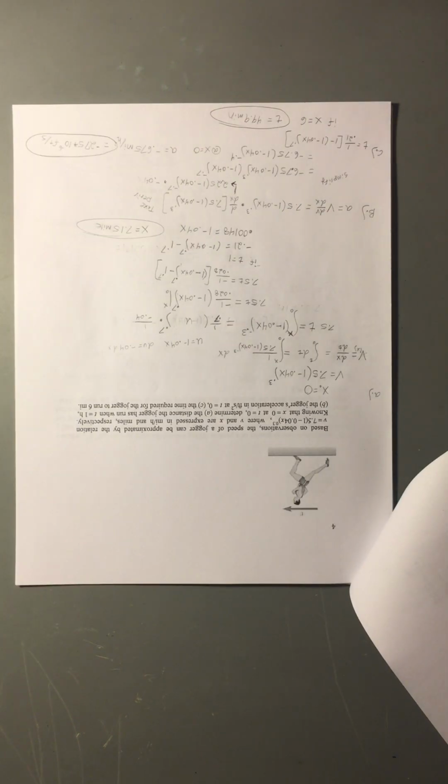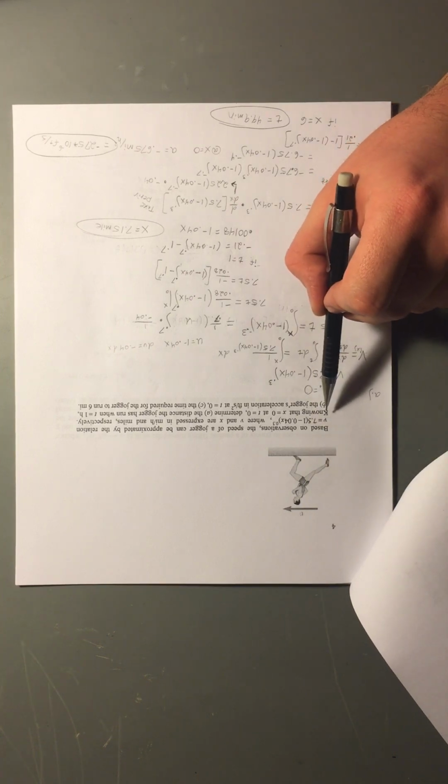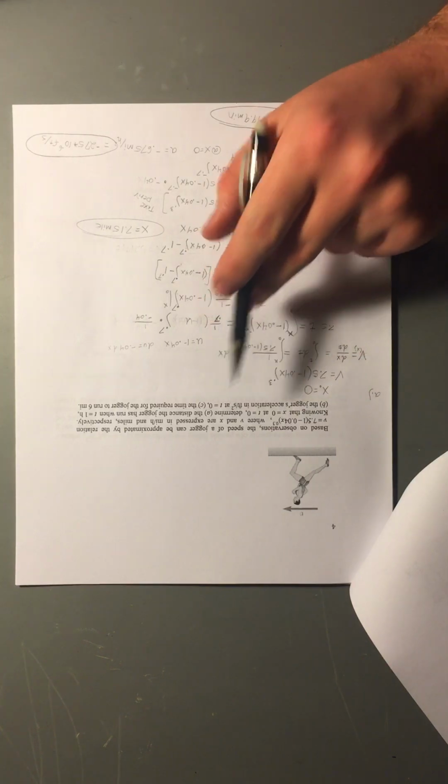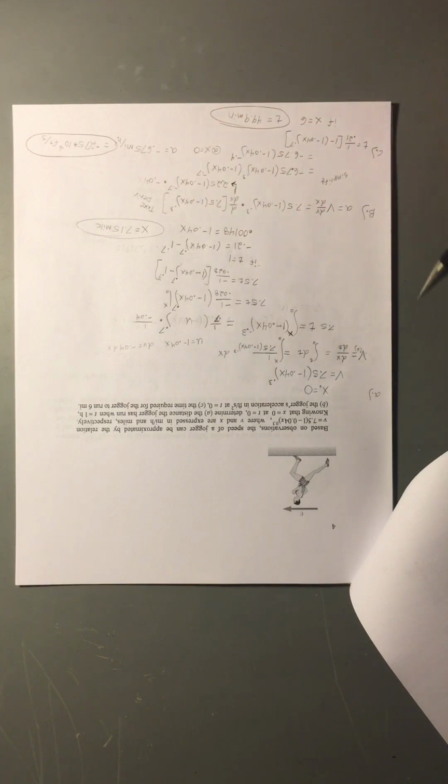Okay, so for problem number 4 in this homework set, we have this runner here with a velocity, and we're given the equation of the velocity of the runner. And there's 3 different things we're trying to find. So the first thing we're trying to find is the distance the jogger has run when t equals 1 hour.